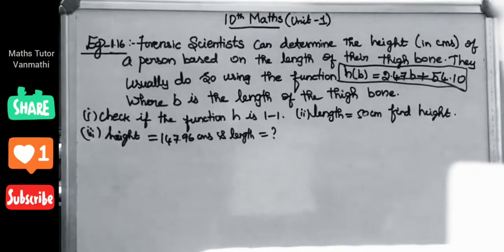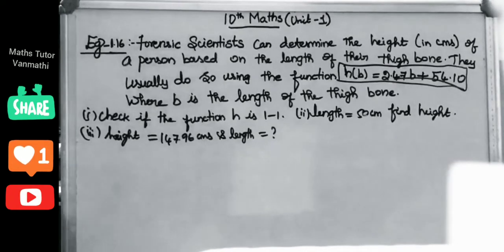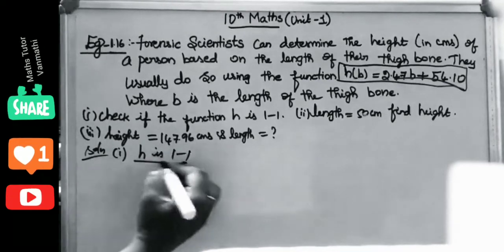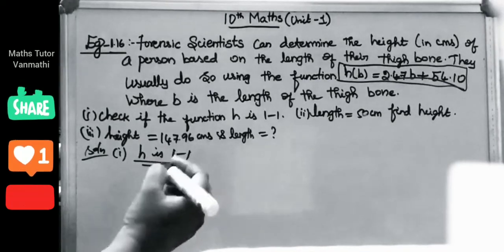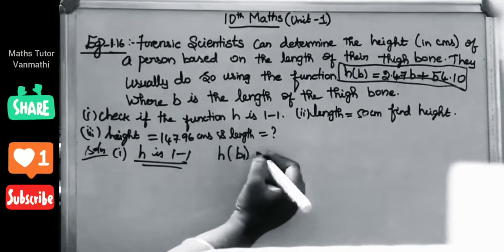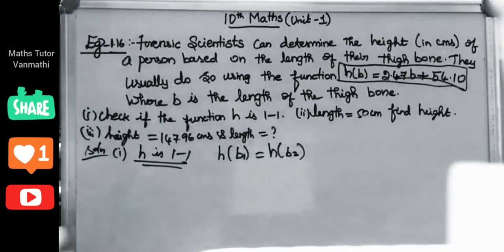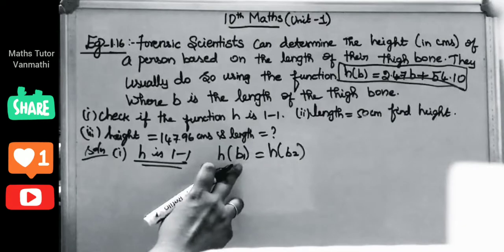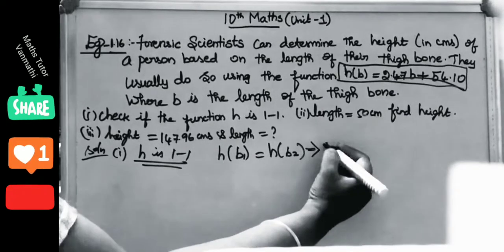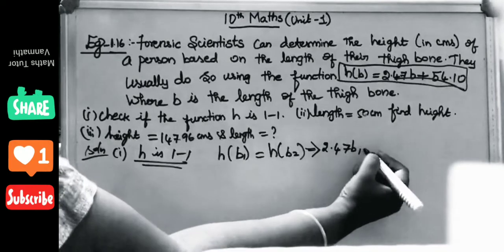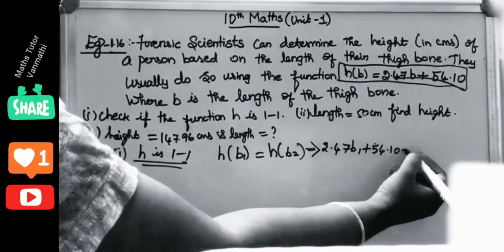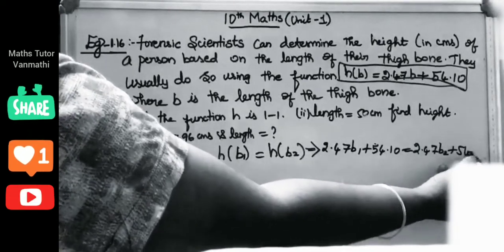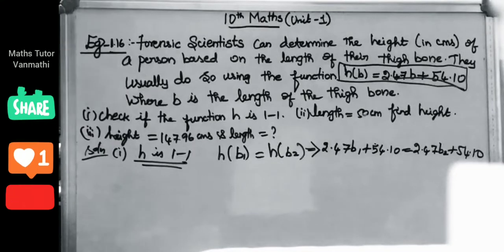First subdivision: check if the function h is 1-to-1. First, we are going to check whether h is 1-to-1. Clear? So we are using the condition h of b1 equal to h of b2. In 1-to-1 they will use this. Here h of b is this value, so we are taking b1 and b2. Then we can take it as 2.47 b1 plus 54.10 equal to 2.47 b2 plus 54.10.